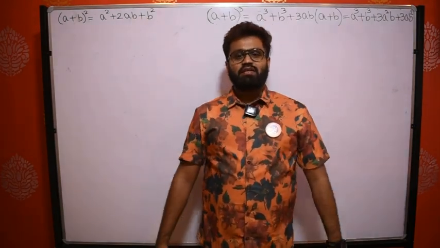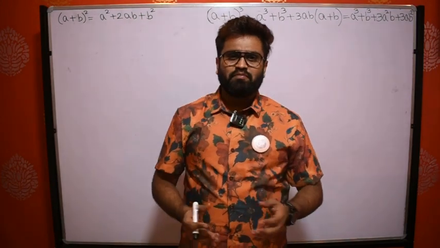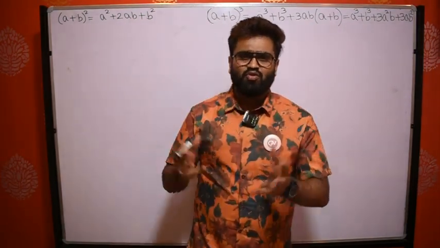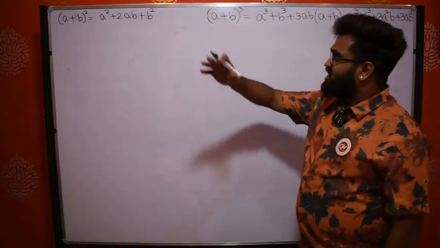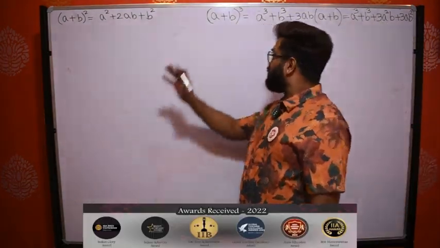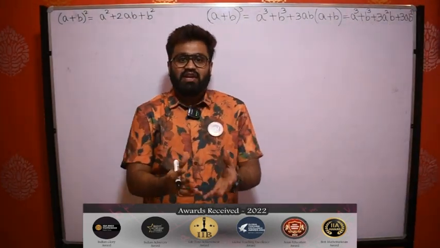Today we will be saying what is (a+b) whole square and (a+b) whole cube. All the time we are using this in all the equations to solve the equations. How did we just get this formula? Today we will see in a simple way and make you understand.